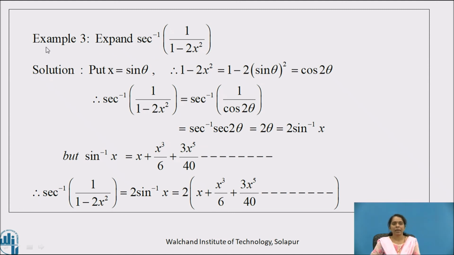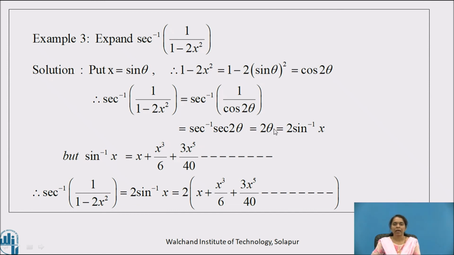Let us see the last example, example number 3. Expand sec inverse of bracket 1 upon 1 minus 2x square. Solution, put x equal to sine theta. Therefore, 1 minus 2x square is equal to 1 minus 2 sine square theta is equal to cos 2 theta. Therefore, sec inverse of bracket 1 upon 1 minus 2x square is equal to sec inverse of bracket 1 upon cos 2 theta, which is sec inverse of sec 2 theta, that is equal to 2 theta.